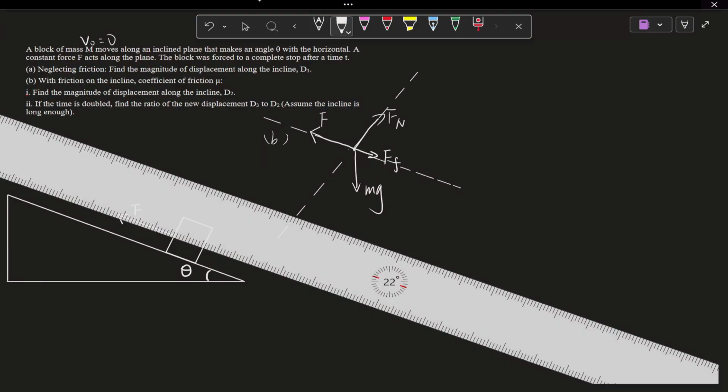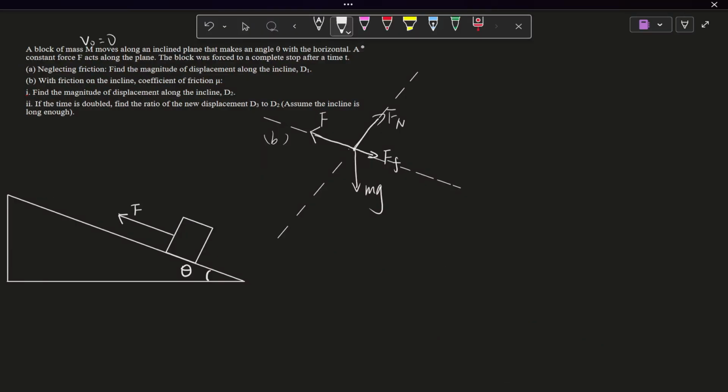It looks terrible again, but let's assume it's perpendicular. I don't have a ruler beside me. So the block is moving upward, right? So we should do a net force equation for the horizontal components, which is net force Fx is equal to F minus this component over here. This component is pointing that way, and Ff.